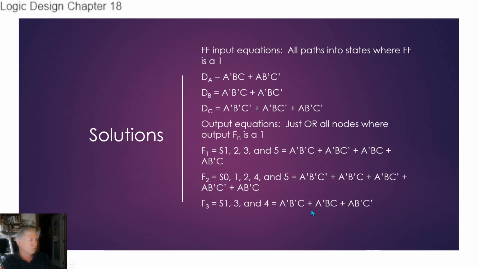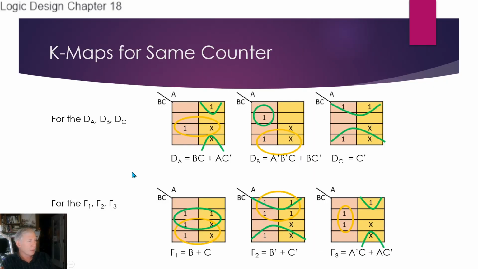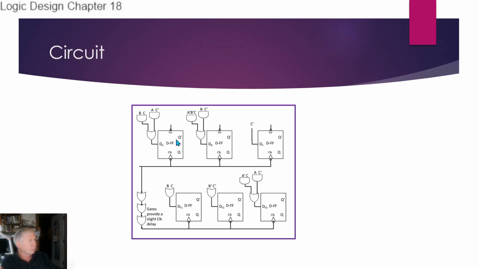Or we can plot those terms in K-maps and see if we can simplify them, because we do have a couple of don't cares. And here I did the next state, or I did the D inputs for DA, DB, DC. We did include the don't cares here, and we just plotted those terms, and boom, we get these simplifications. And the same thing here. So it's probably good to take advantage of our don't cares. And then we build a circuit.